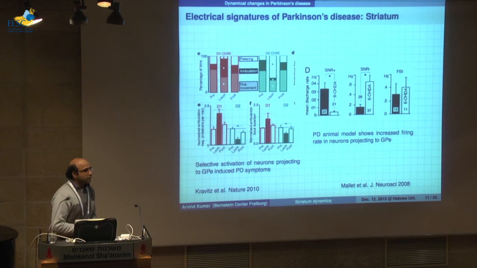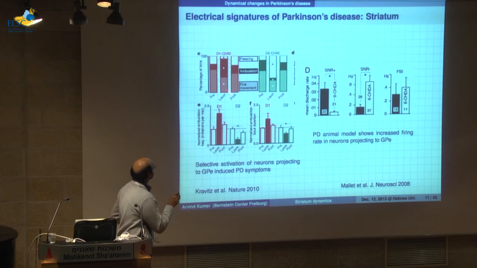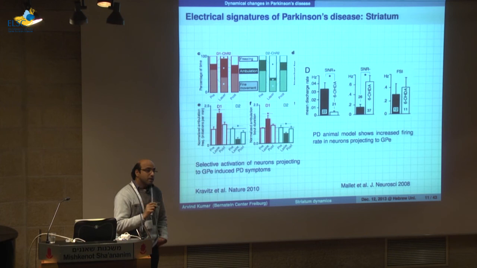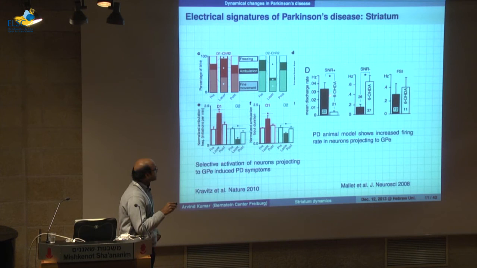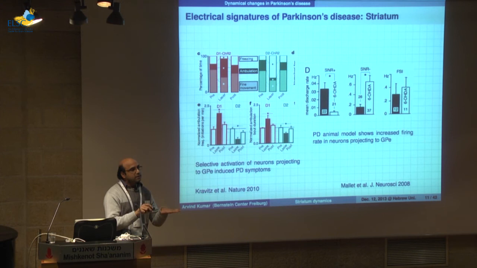One of the problems, as I was telling you earlier, is that one of the things these models all missed is the role of striatum. And if we look into striatum, the first thing that people noticed, in a particular animal model of PD, is that a certain class of neurons which project onto GPE increase their firing rate. Other neurons decrease their firing rate. So there is some sort of imbalance in the local firing rates in the striatum.